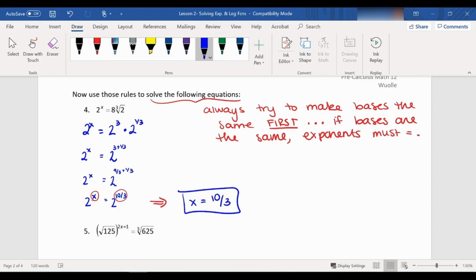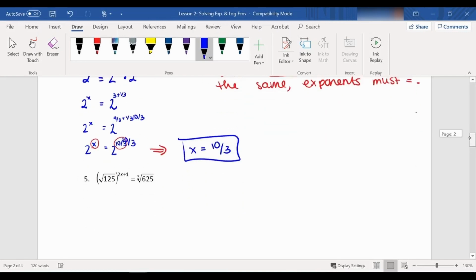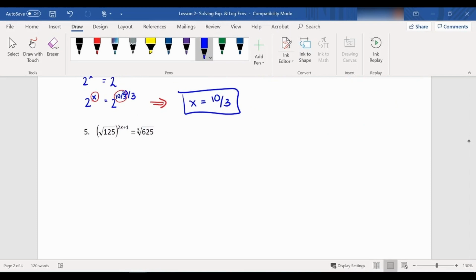Okay. All right, now this next one's not quite so obvious because neither of them are written as some base to the power of x like the previous one. So what again I need to do is say, well, what base could I use on both sides? So if I take a look at my chart from page 1, I would see that 125 and 625 can both be written as a base of 5. So 125 is 5 cubed.